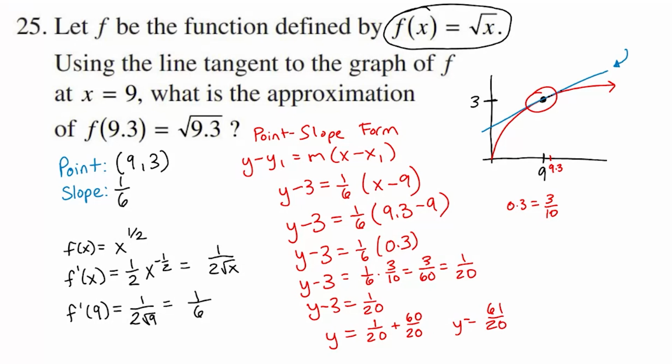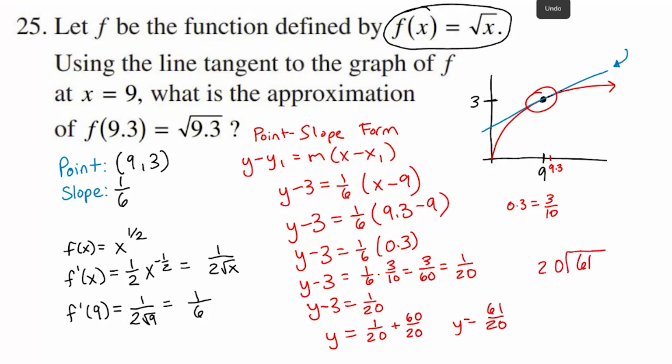61/20. Now, depending on how the answer sheet is set up, if you're lucky, you'll be able to just go ahead and write out this fraction. But if you have to convert it to a decimal, then we're going to have to do a little long division. So if we need the decimal, we need to divide 61 by 20.